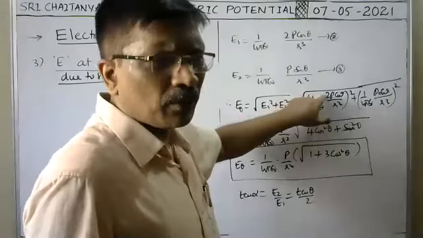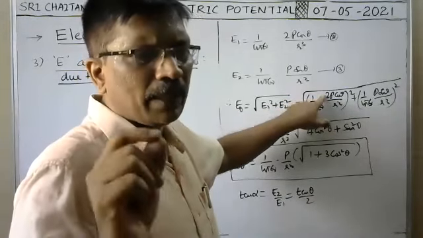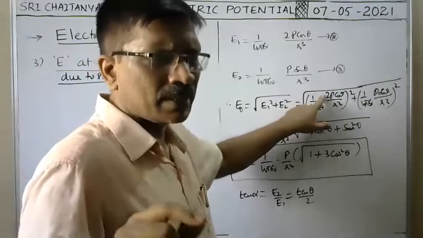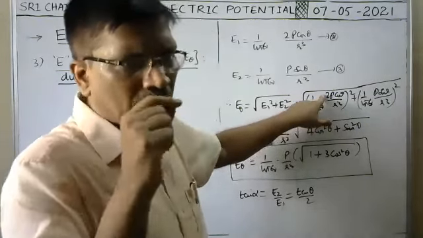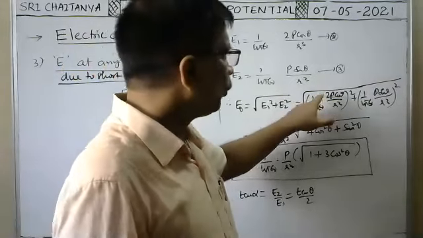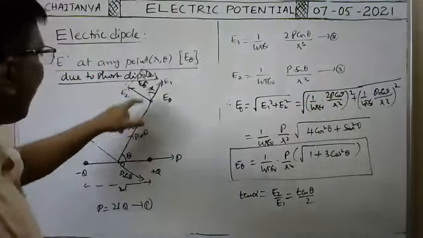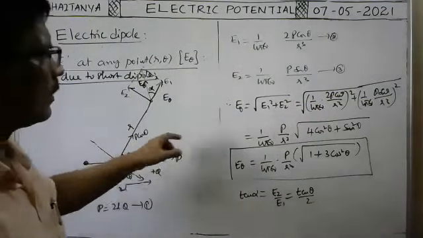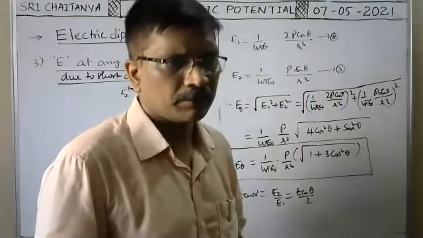Formula is 2 into p, no. In case of a short dipole, at any point on the axis, the intensity of electric field is 1 by 4 pi epsilon naught into 2p by r cube. No, 2 into p: here on the axis, the electric dipole moment component is p cos theta. That's why instead of p, I have written p cos theta.